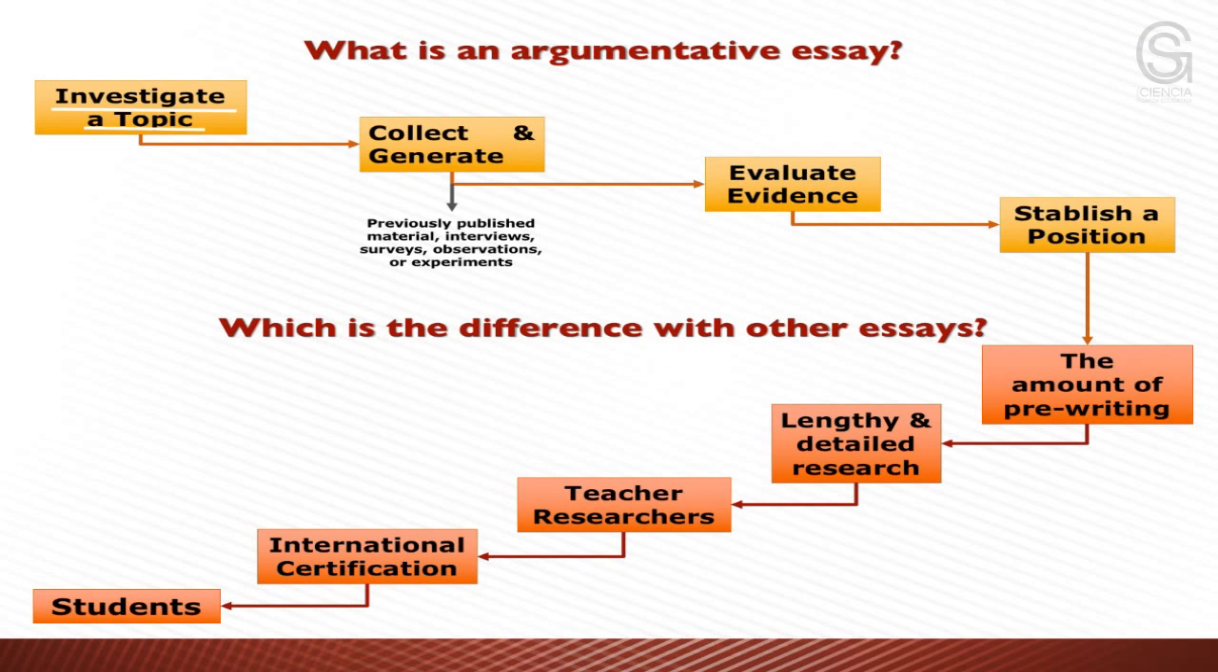To investigate a topic, we need to focus on the topic that we want to talk about. And we need to face information that is previously published in books, on the internet, or in any source that you believe is relevant for your topic. You can use them. After that, you have to evaluate the information, and at the end, you have to establish a position, because the argumentative essay is when you say your opinion about all the research that you have done.